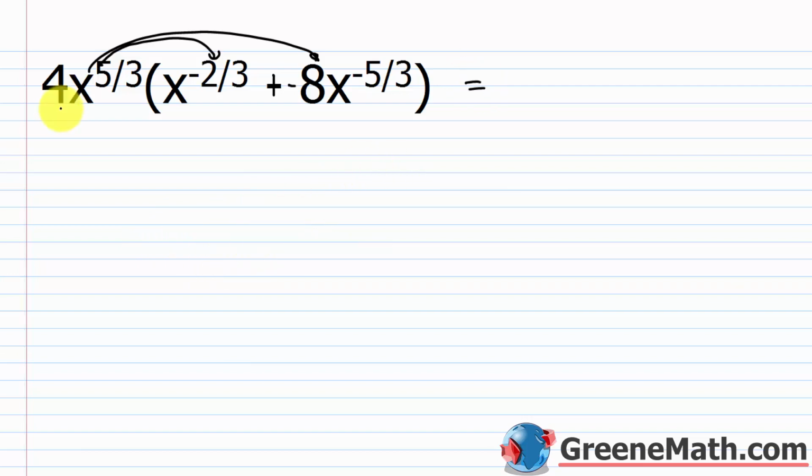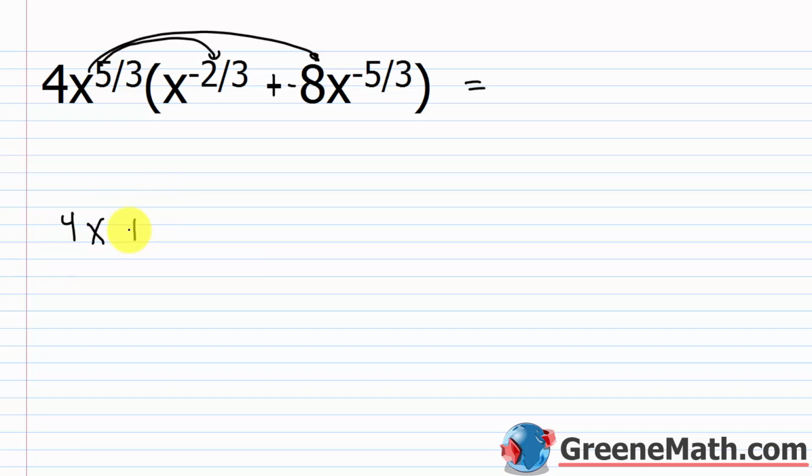Well, I'm going to just work with this as 4, nothing to combine with that. x to the 5/3 power multiplied by x to the negative 2/3 power. x stays the same. You would add the exponents. So what is 5/3 plus negative 2/3? 5 plus negative 2, or 5 minus 2, is 3. 3/3 is what you have. 3/3 is just 1, so this is just 4x.